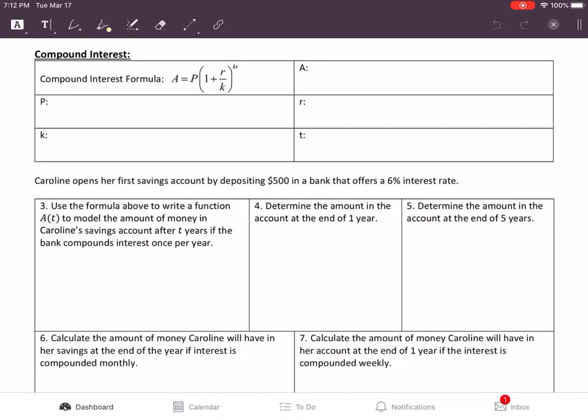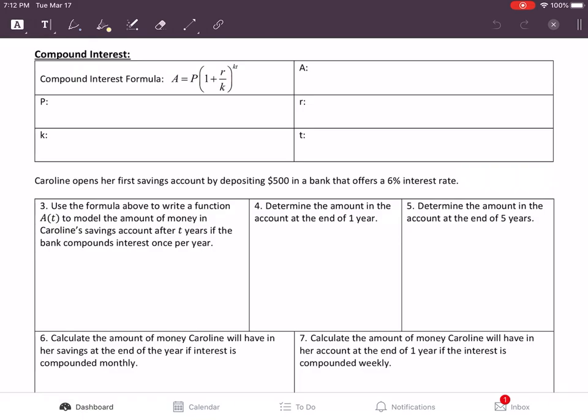So here is lesson 2 continued. We're doing compound interest now. It is dealing with real life situations like savings accounts or population increases. All right, so we're given our compound interest formula. A equals P times the quantity 1 plus R divided by K to the K times T power.